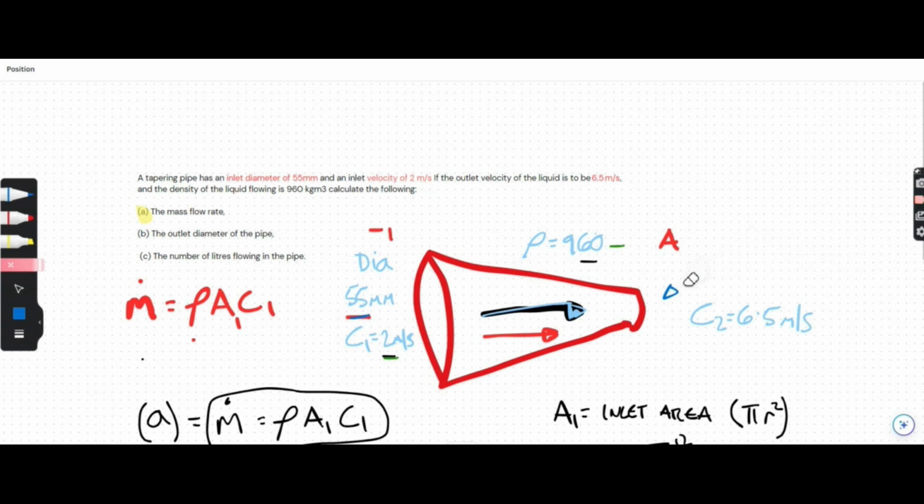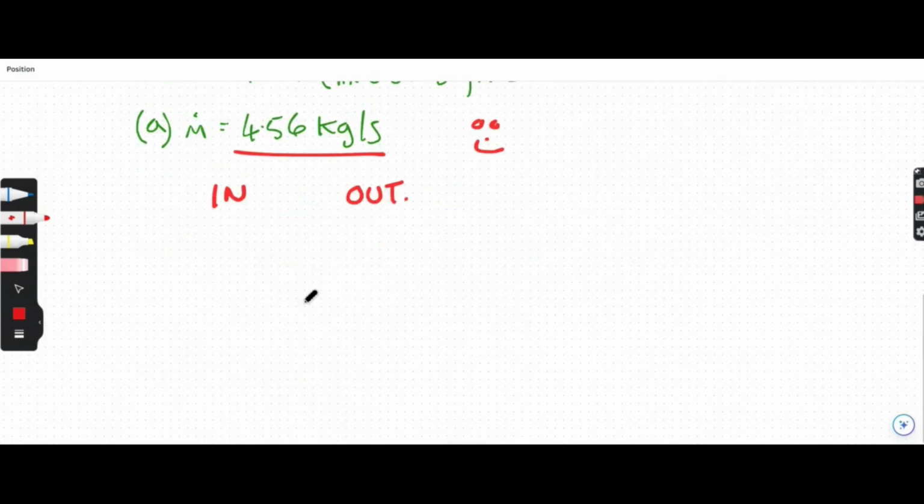Put that off, don't confuse you. Put this back here, look, that was A2. That's probably A1, I think it was, wasn't it? Right. So we've got to find the outlet diameter of the pipe. So B, we've got to find the outlet. What's the diameter of the outlet part of it?